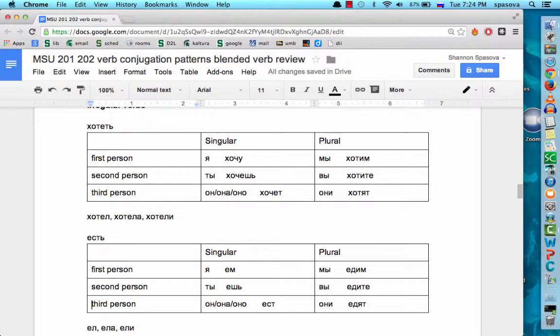Есть is another irregular verb. This one is very strange. It has an older pattern that we see in a few verbs. So it goes есть, я ем, ты ешь, он ест, мы едим, вы едите, они едят. In the past tense, we have ел, ела, ели. These are the two irregular verbs we know so far.